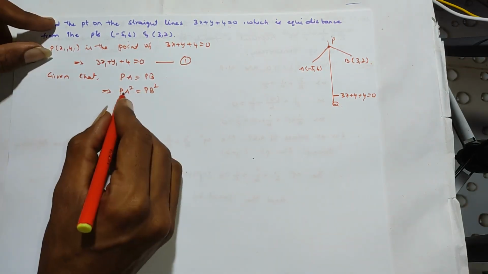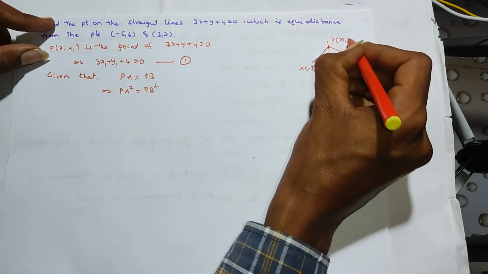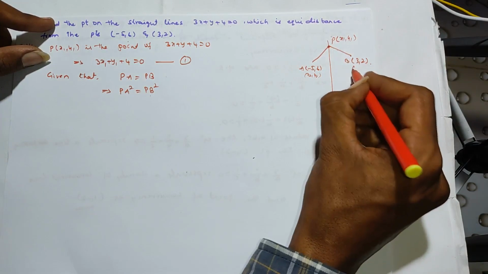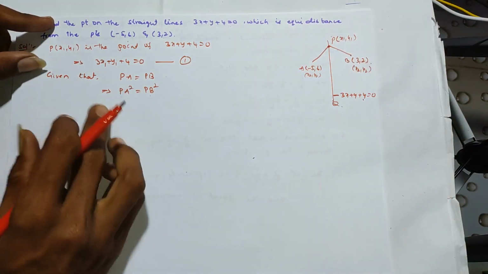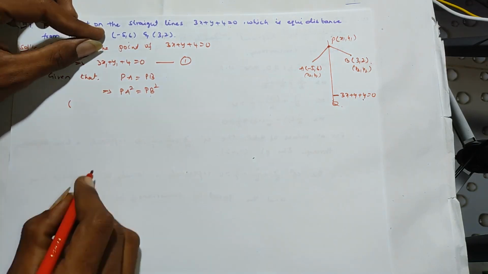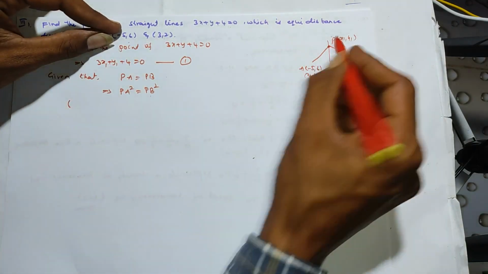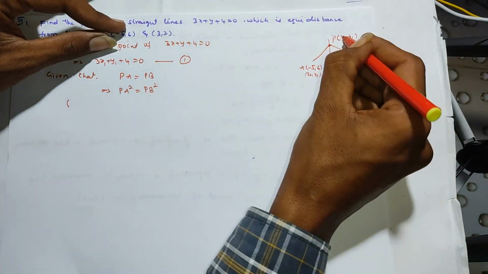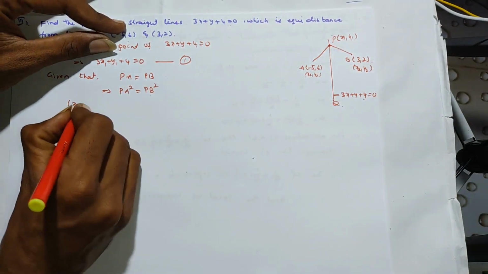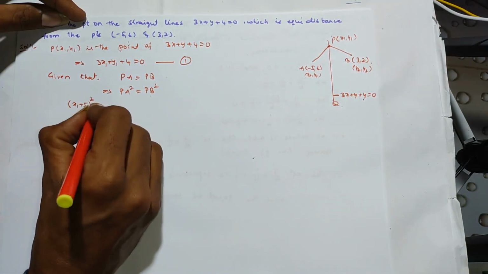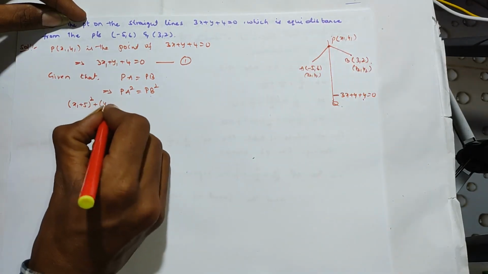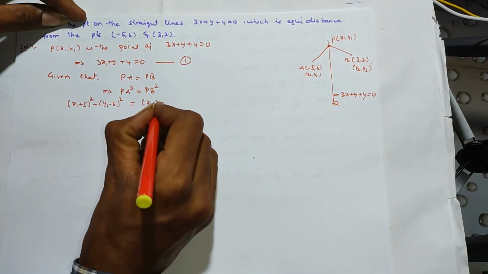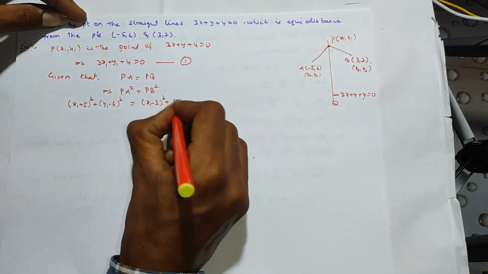See, this one is P(x1, y1) and this one (x2, y2) for PA, and for PB, x1, y1 and this one (x2, y2). The distance PA formula is (x2 - x1) whole square plus (y2 - y1) whole square. That is x1 minus of minus 5, so (x1 + 5) whole square plus (y1 - 6) whole square, right, is equal to PB square: (x1 - 3) whole square plus (y1 - 2) whole square.